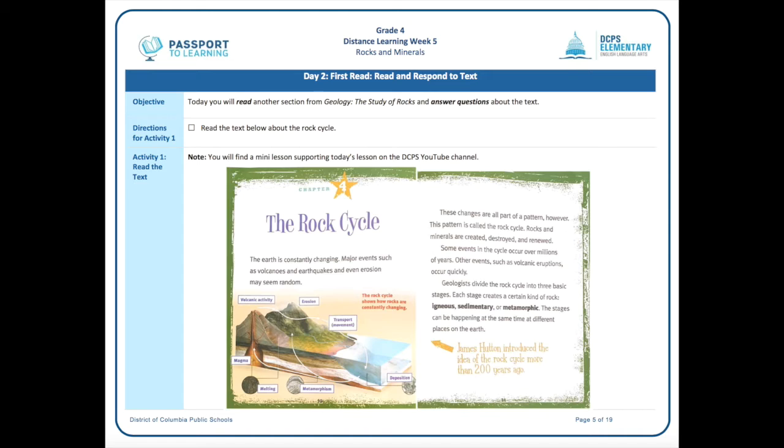Let's get started. Chapter 4, The Rock Cycle. The Earth is constantly changing. Major events such as volcanoes and earthquakes and even erosion may seem random. Before we move on, let's stop and take a look at this text feature more closely.